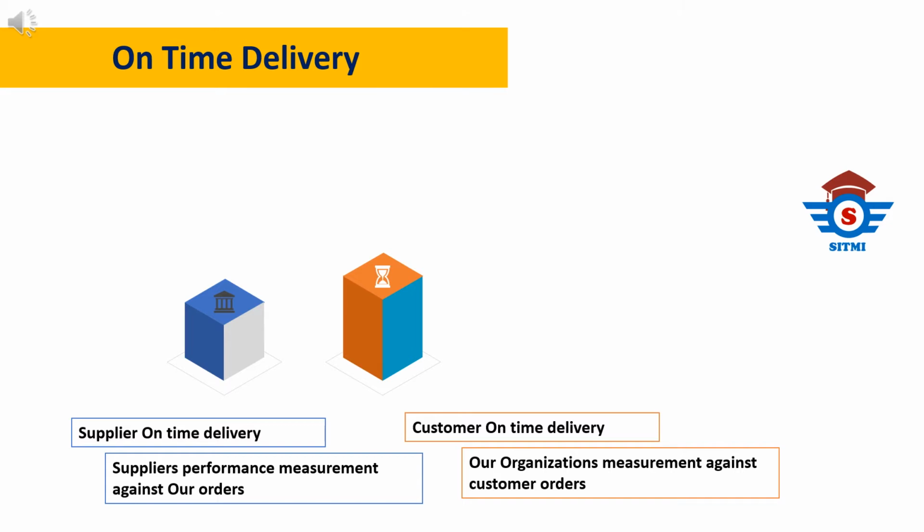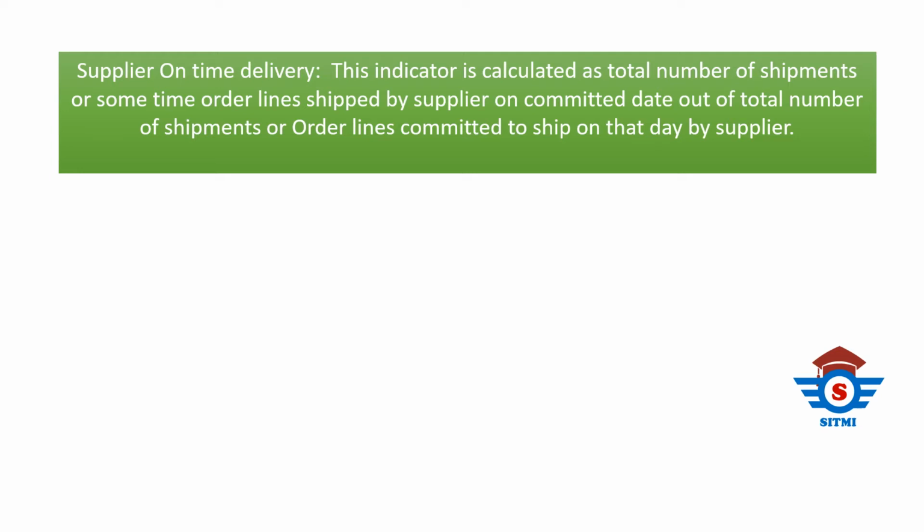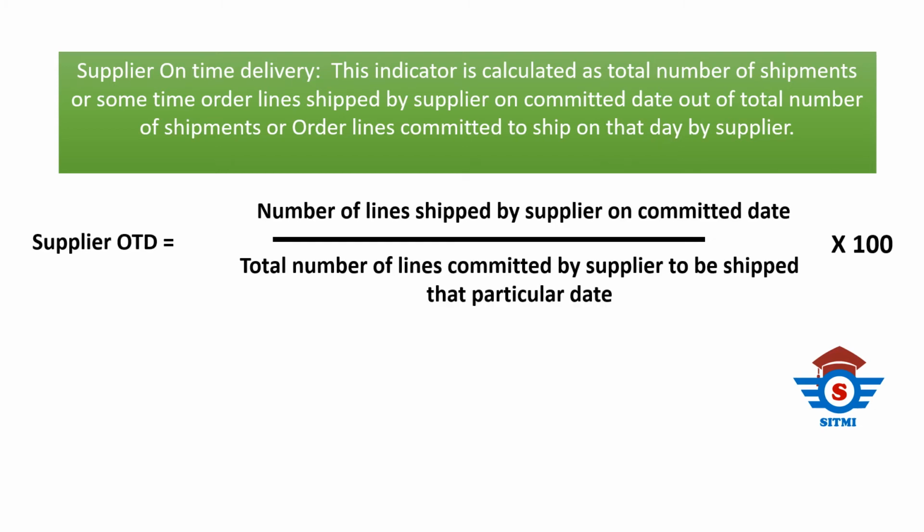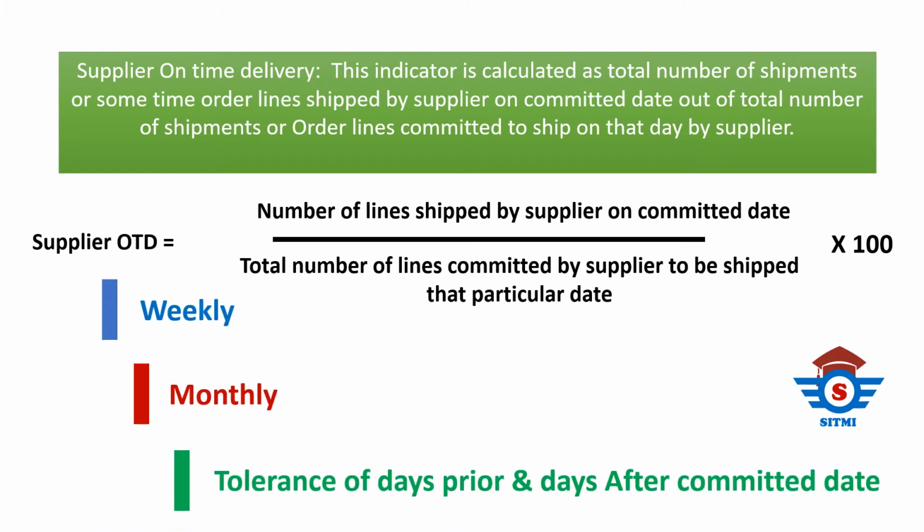Let's take an example of the first dimension, which is on-time delivery of suppliers. On-time delivery of supplier is an indicator calculated as the total number of shipments, or sometimes order lines, shipped by the supplier on the committed date, divided by the total number of shipments or order lines committed to ship on that day by the supplier. This is again measured as a percentage, and that's why we multiply it by 100. This indicator is usually measured in buckets like a weekly or monthly bucket, or sometimes there is a tolerance limit of a few days before and a few days after the committed date, which may differ between organizations.